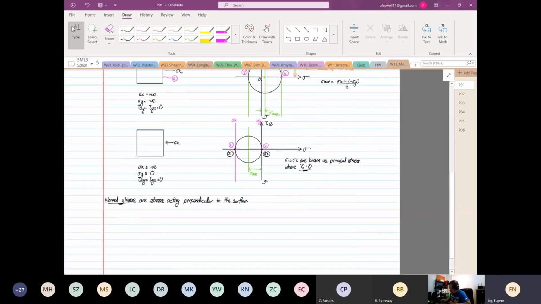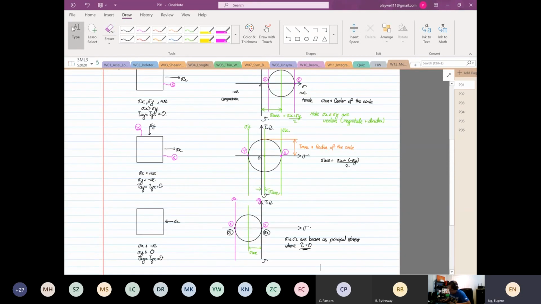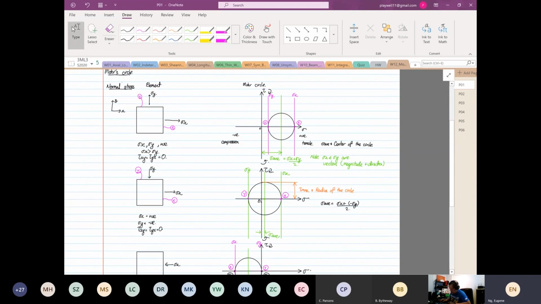So it's very straightforward, isn't it, for normal stress? Anyone, any questions regarding normal stress? Anyone? Are we good? The next one we're going to focus on is shear stress, and shear stress is not difficult.